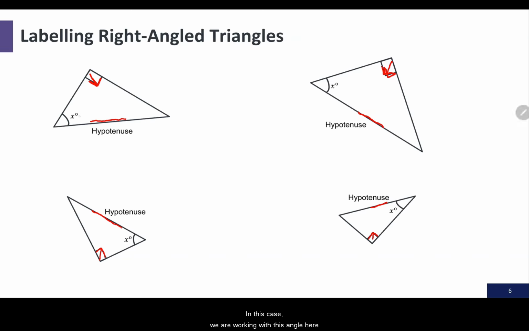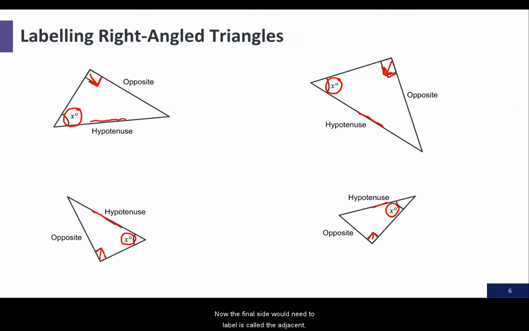The next side we're going to label is called the opposite. In this case, we are working with this angle here, and the side opposite this angle that we're working with is called the opposite. Look at the next example. Here's the angle we are working with. So that side is the opposite. And the third example, this is the angle we are working with, and therefore that is the opposite. Same with the fourth example, and that side there will be the opposite.